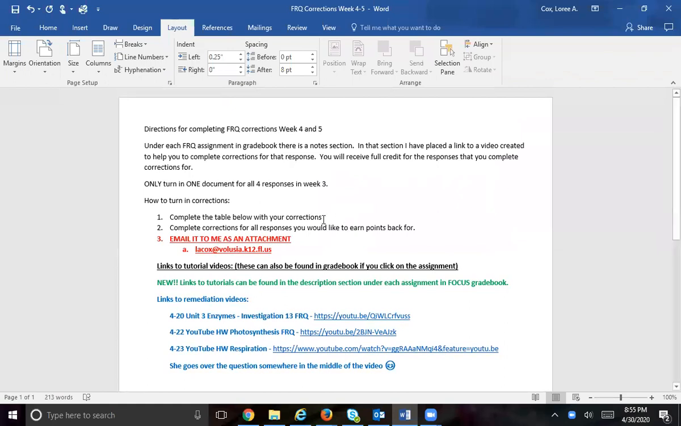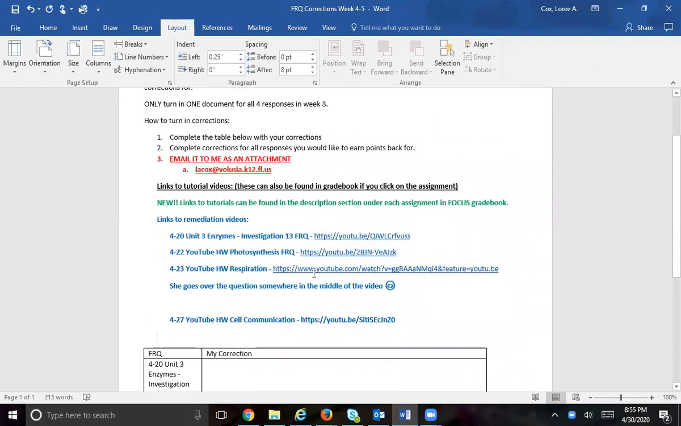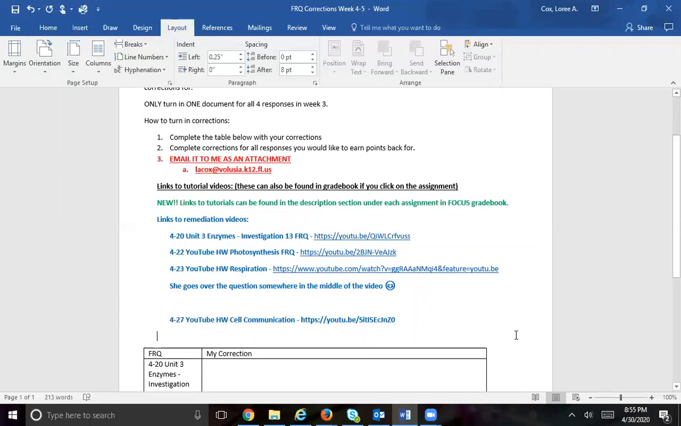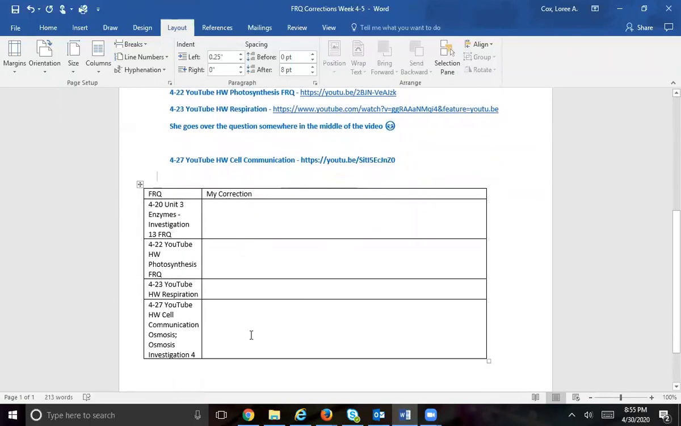Here's the remediation page for weeks 4 and 5. There's some video links on here. Another place you can find those is also in Gradebook. So if you click on your Gradebook assignment under the notes category, you'll find the links to those videos. Go ahead and do your corrections in here. The FRQ you did today, sorry, at 4:30, you'll have that for next week to correct. So no worries on that one.